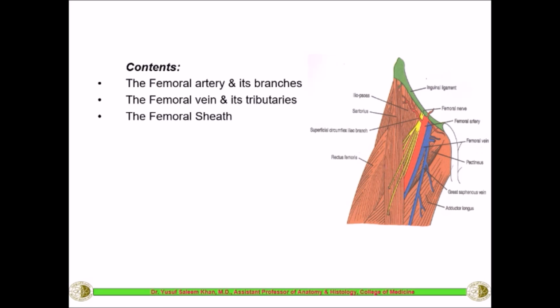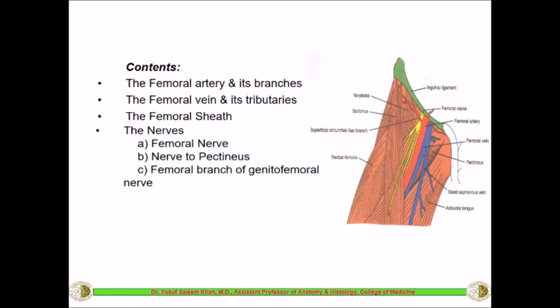The third content is the femoral sheath. Both the artery and the vein are covered by a modified deep fascia, which is called the femoral sheath. So there will be a sheath around the structures. This is called the femoral sheath.